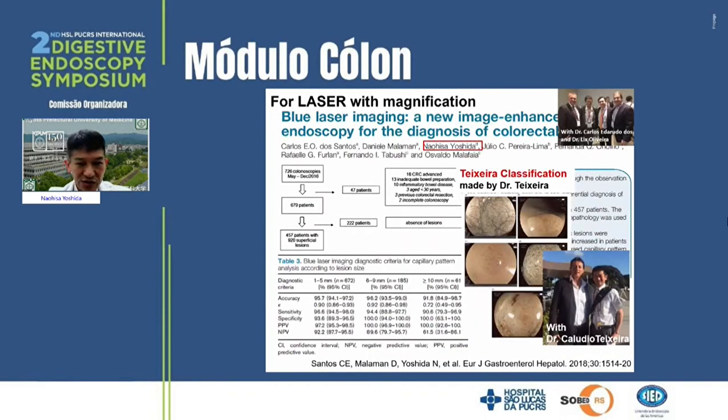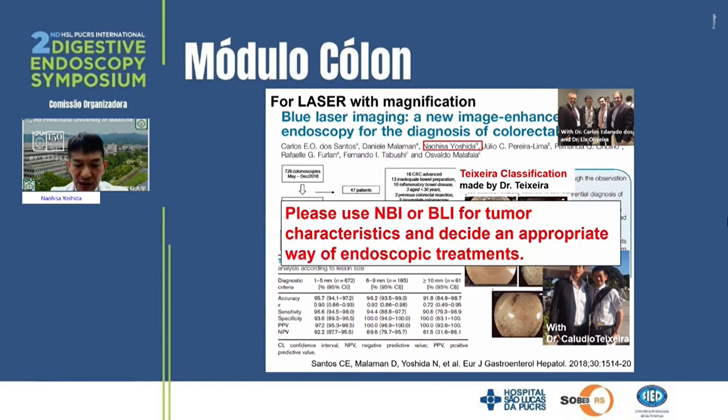And as you may know, there's another classification from South America, and Dr. Carlos Santos with his colleagues, including me, reported a nice paper for tumor characteristics using laser endoscope. So please use NBI or PLI for tumor characteristics and decide an appropriate way of endoscopic treatment.